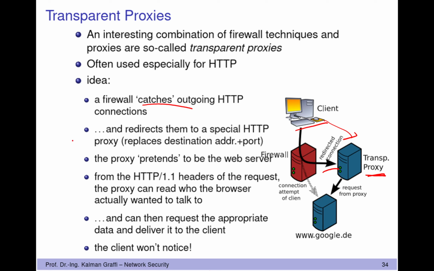So basically the firewall can replace these messages. The proxy pretends to be the web server, but internally it requests the real website, so the client won't notice. This can be implemented so that the client doesn't have to configure his system to use a proxy, but all messages are forwarded to a proxy anyway.